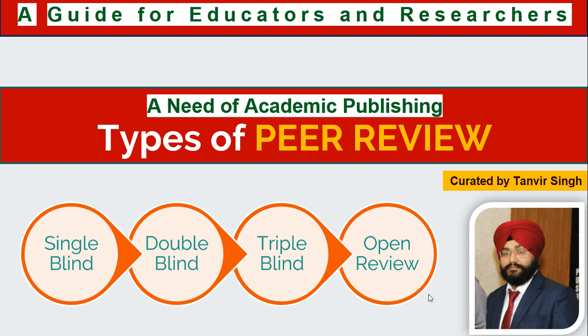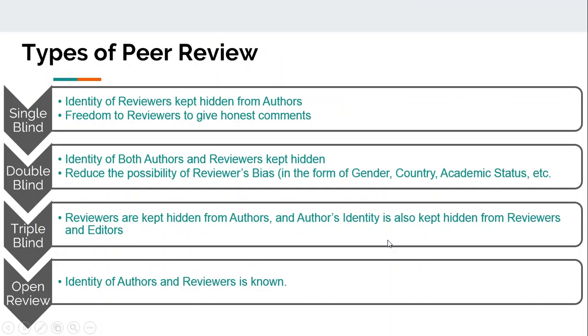So let us start with the peer review process so that we can know about various types. The number one type is single blind. In this particular type of peer review, the identity of reviewers is kept hidden from authors. That means authors do not know who is going to review their paper. So what will happen with this? It gives the freedom to reviewers to give honest comments, because they know the author will not be able to see who has reviewed that particular paper. So it gives reviewers the freedom to give honest comments on the author's manuscript.